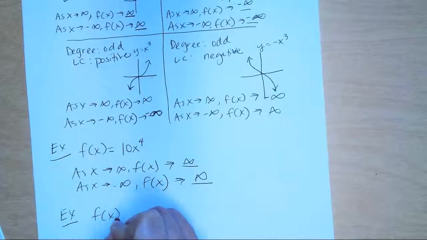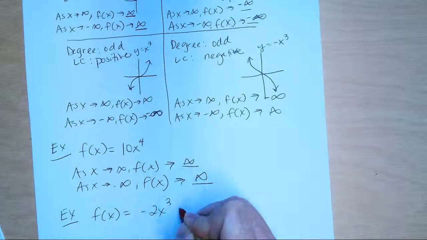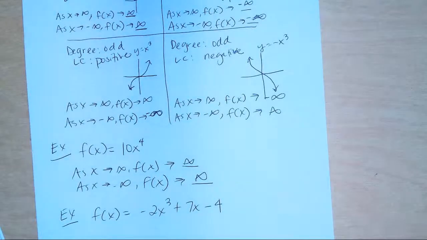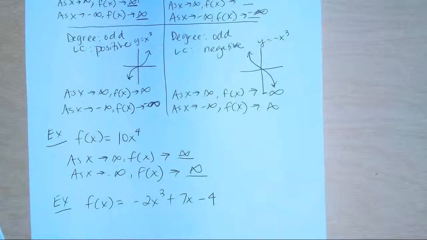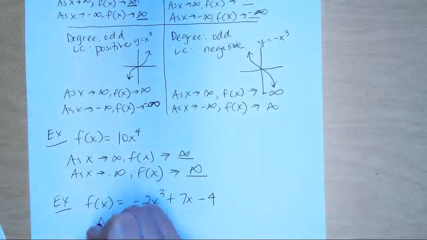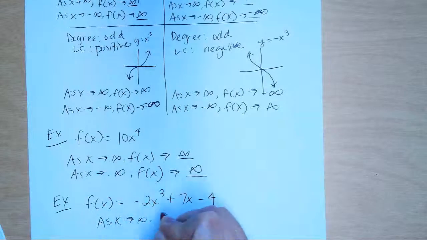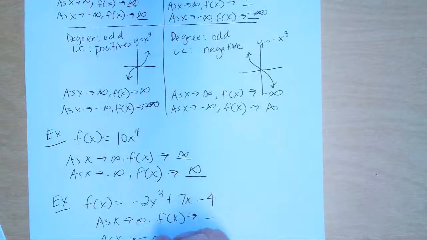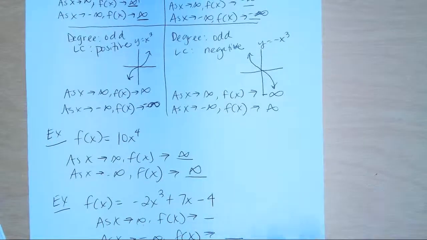Okay, f of x equals negative 2x cubed plus 7x minus 4. And I'll write the blank. As x approaches infinity, f of x approaches what? As x approaches negative infinity, f of x approaches what?